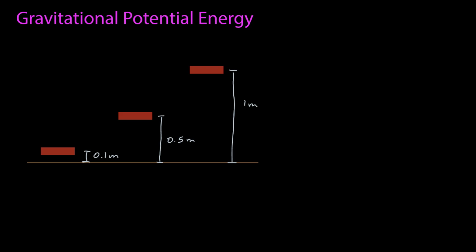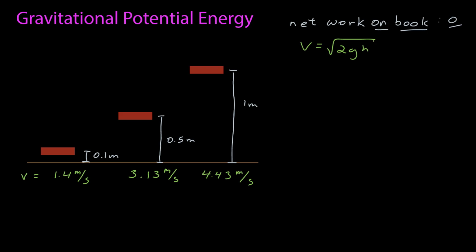What was the net work done on the book each time? And the answer is 0. The net work on an object is equal to its change in kinetic energy. If it started at rest and ended at rest, then the net work on the book is 0. But does that mean these situations are exactly the same? Of course not. If you were to drop them, you would get very different results.